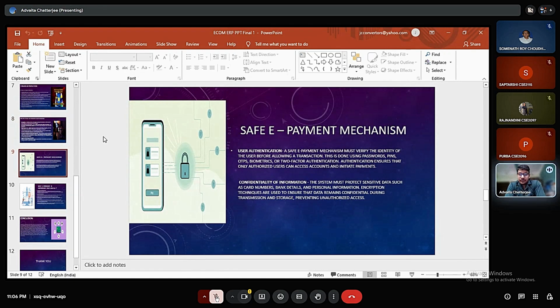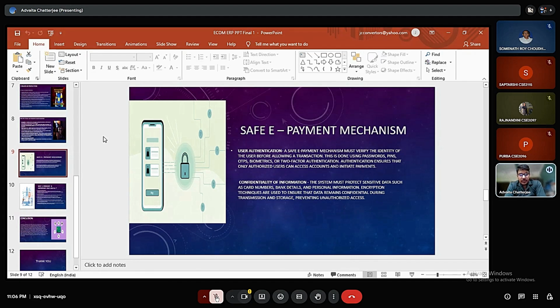Myself, Advaita Chatterjee, and now we'll start with the safe e-payment mechanism. Starting with user authentication, a safe e-payment mechanism must verify the identity of the user before allowing a transaction. This is generally done using passwords, OTPs, biometrics, or two-factor authentication. Authentication ensures that only authorized users can access accounts and initiate payments.